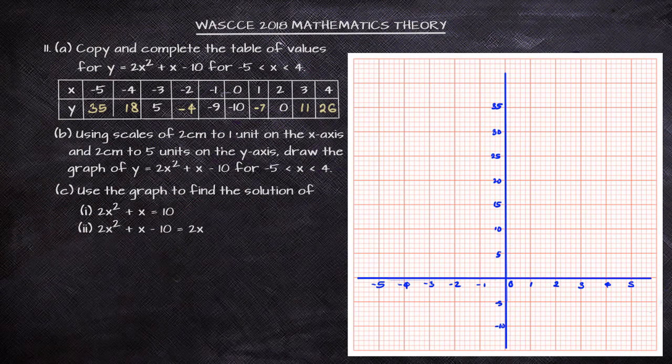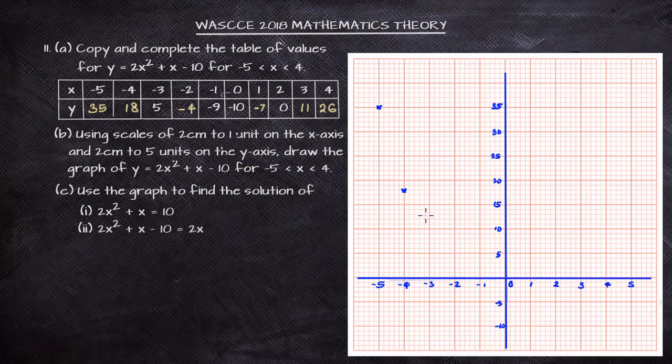Now, having done that, I want to look at each corresponding values of x and y. When x is -5, y is 35. So at that point, I want to use the cross. So x is -5, y is 35. When x is -4, y is 18. I have 15, 16, 17, 18.